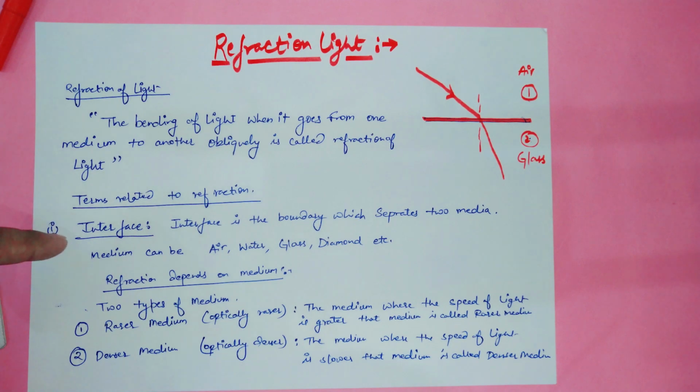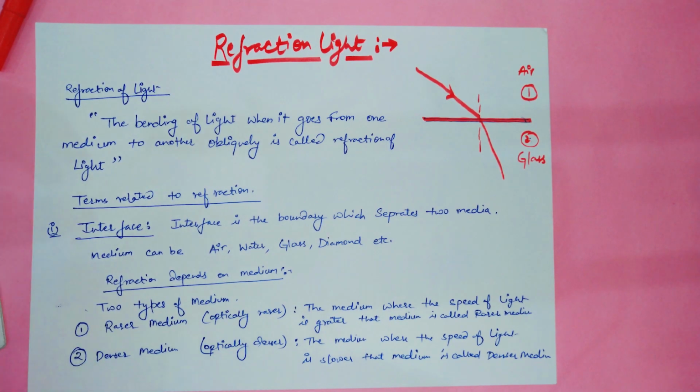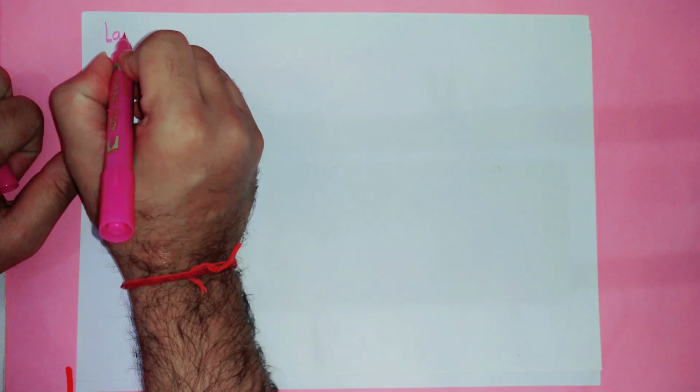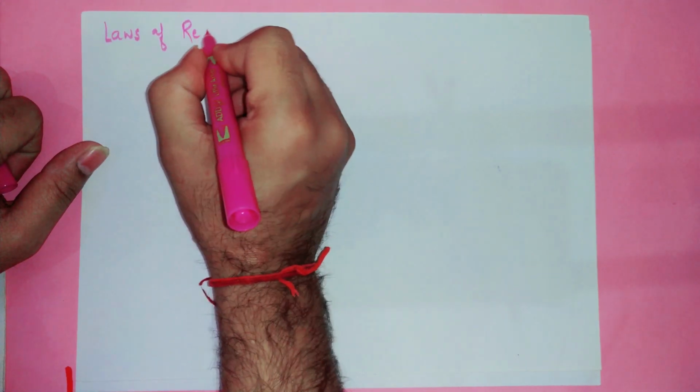Then I told you about the interface, the types of medium, and how light bends when it goes from one medium to another medium. It may be rarer to denser or denser to rarer. So today we will study the laws of refraction.